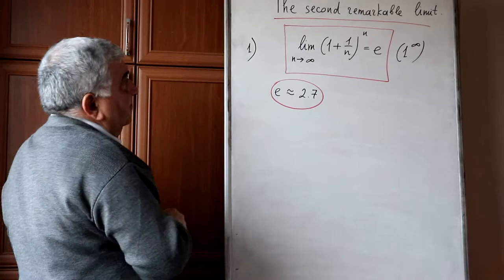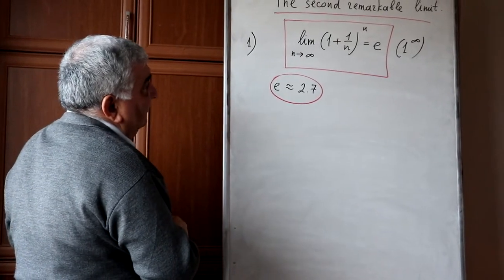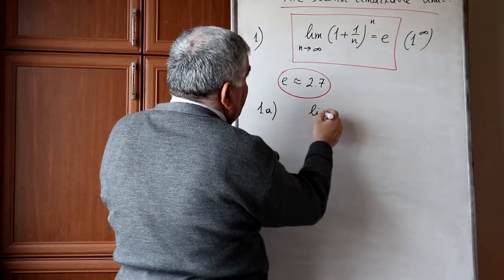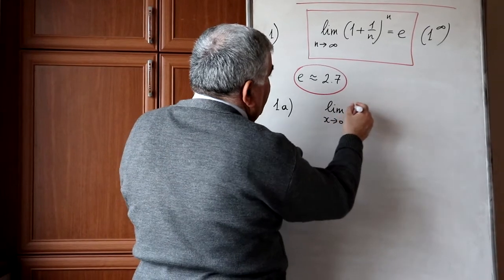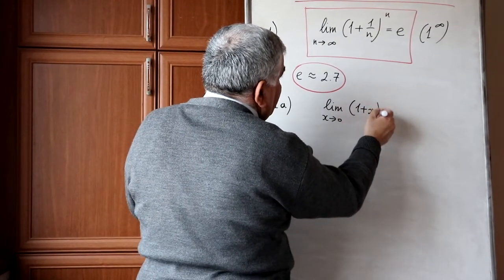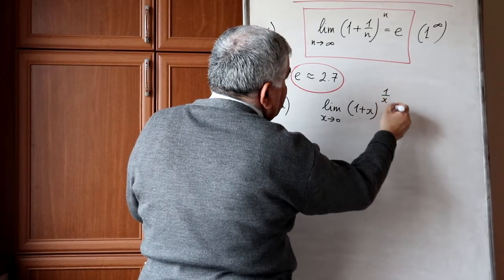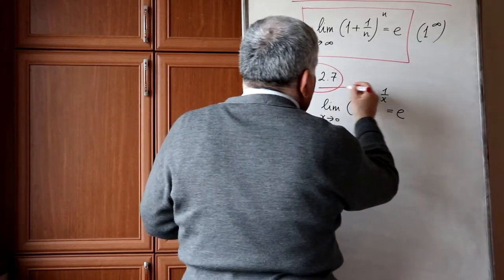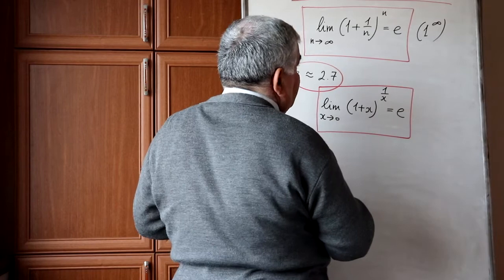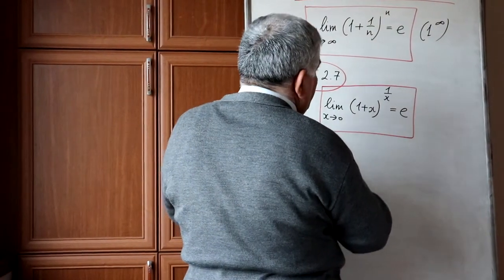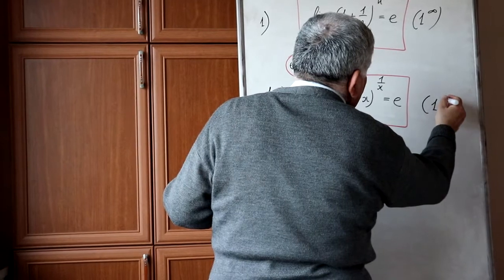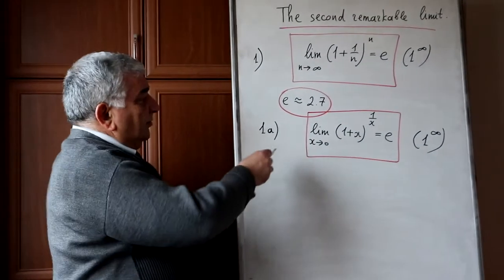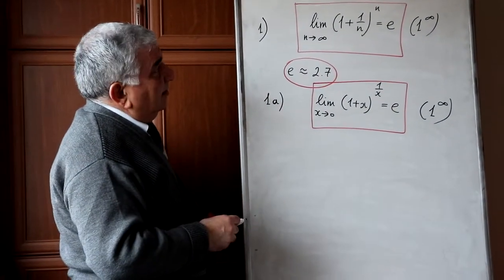And the second remarkable limit can be rewritten in the following form, 1a. Limit when x tends to 0 of 1 plus x raised to 1 over x is e. It is another form of the second remarkable limit, and it is also the indeterminate form of type 1 to infinity. And this formula is more popular for calculations.